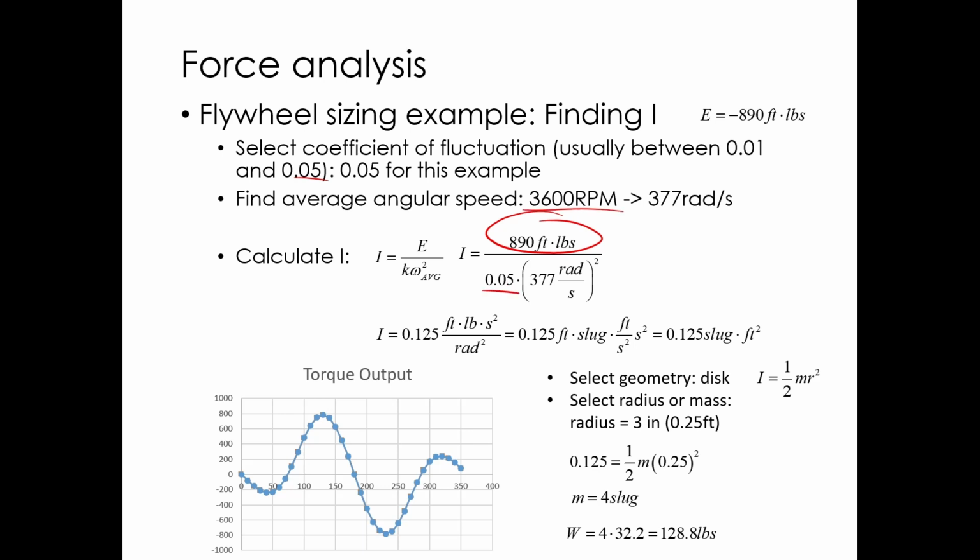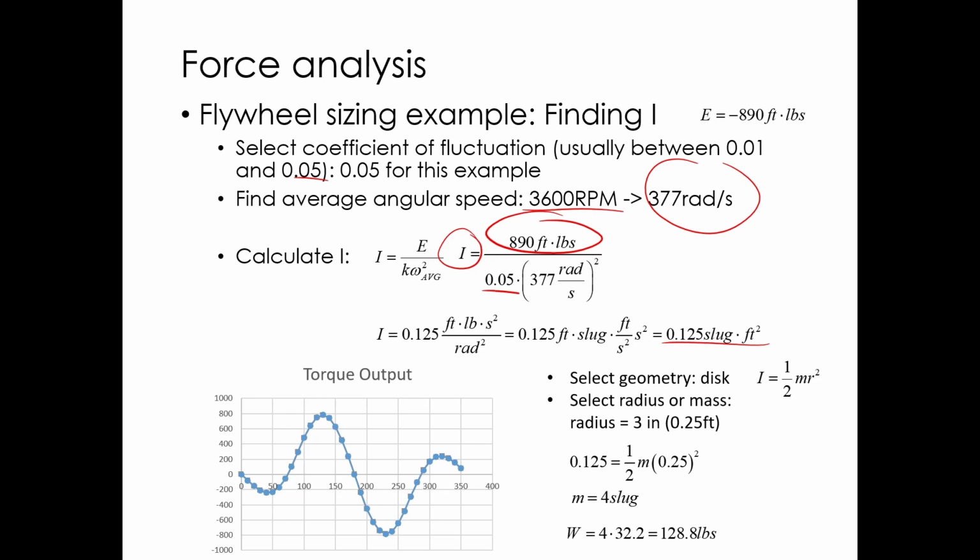So in this case, we're at 3,600 RPM, convert to radians per second, and my units are going to work out here if I've got foot-pounds and radians per second. So from this I can calculate the size of the flywheel required, the moment of inertia for the flywheel. In that case I end up getting, you can see the units working out here, 0.125 slug feet squared for the flywheel inertia.